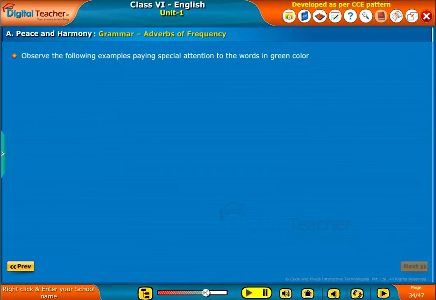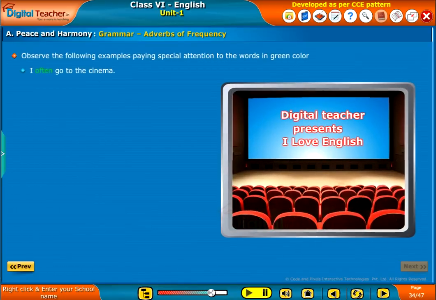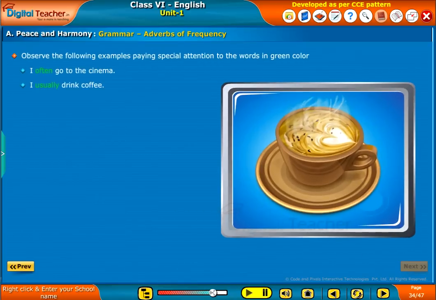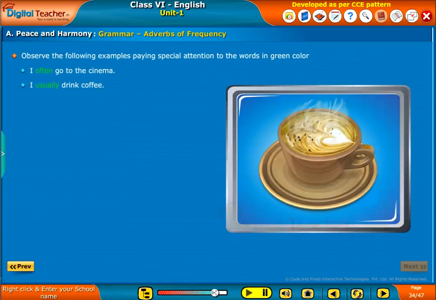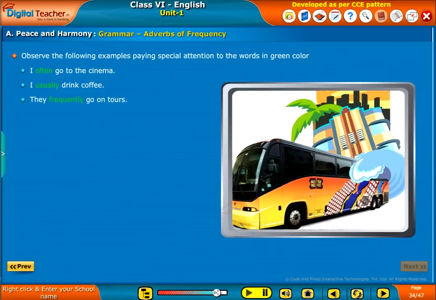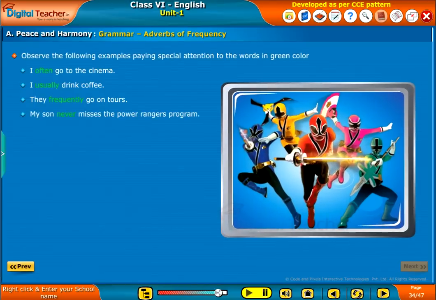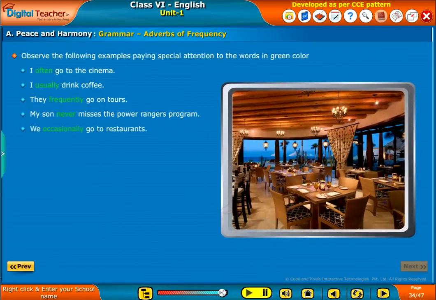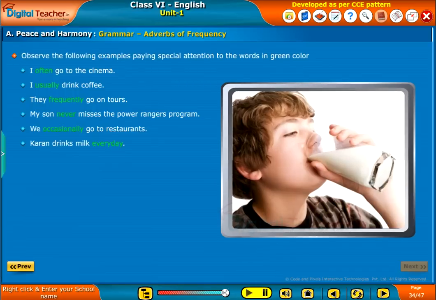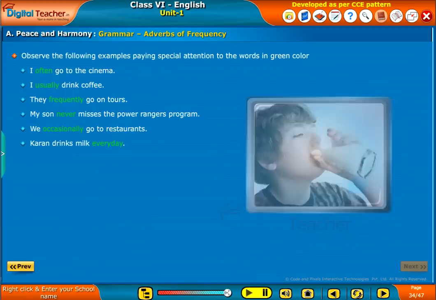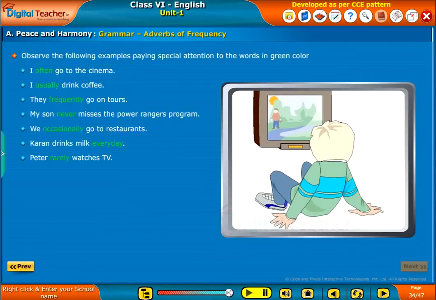Observe the following examples, paying special attention to the words in green color. I often go to the cinema. I usually drink coffee. They frequently go on tours. My son never misses the Power Rangers program. We occasionally go to restaurants. Karan drinks milk every day. Peter rarely watches TV.